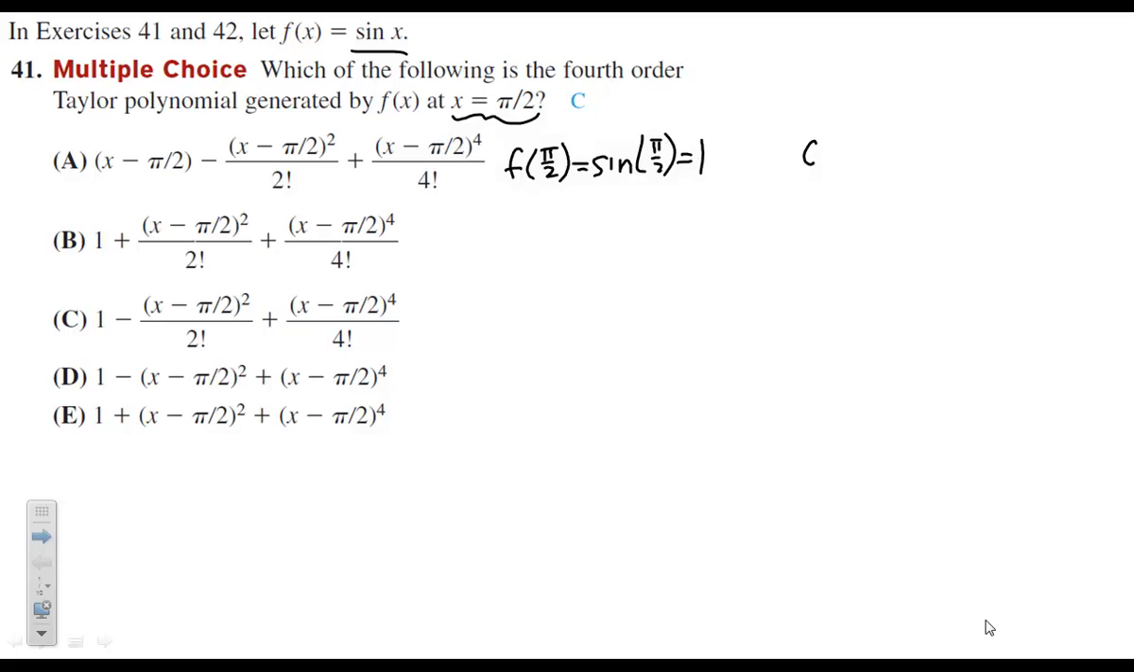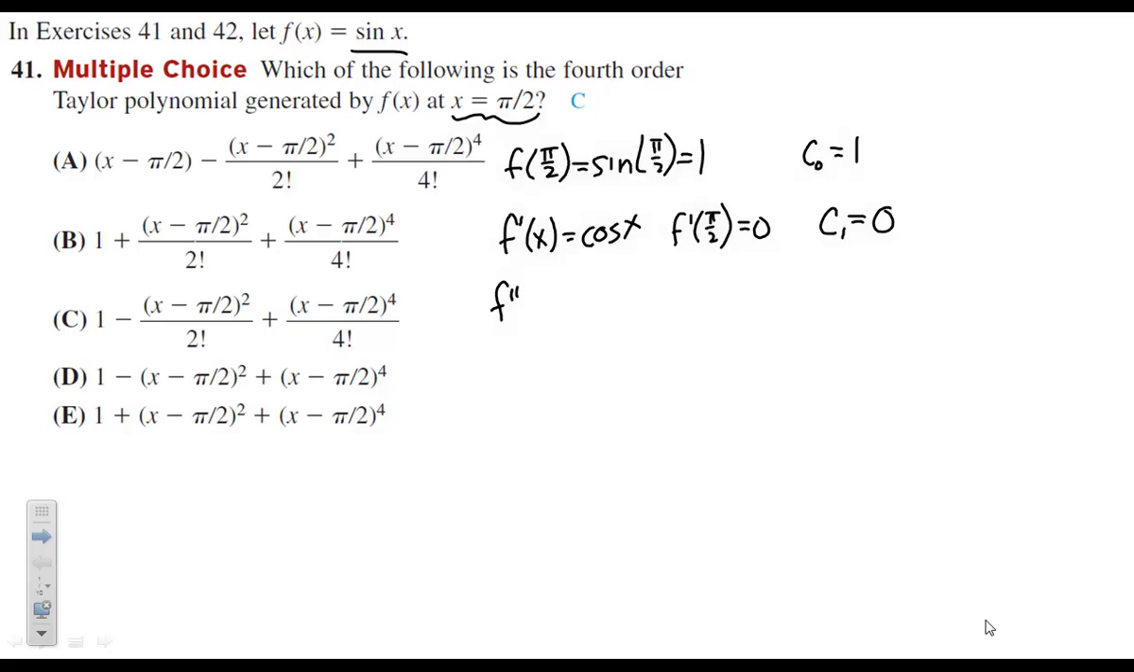The 0th coefficient, the one that's not multiplied by any value x, is going to be 1. How about the first derivative? Well, the derivative of sine is cosine of x. And so the first derivative at pi over 2 is going to be the value of cosine of pi over 2, which is 0. So the first coefficient, C1, will be 0.